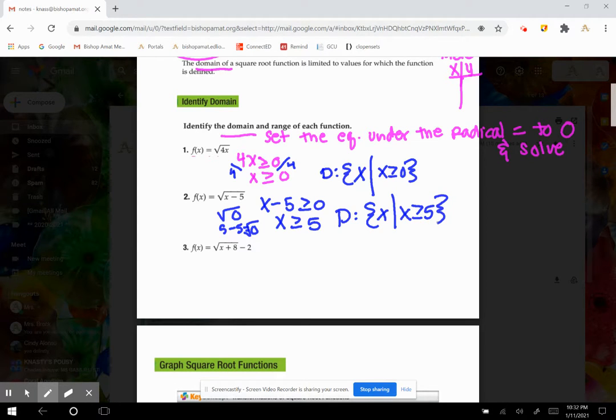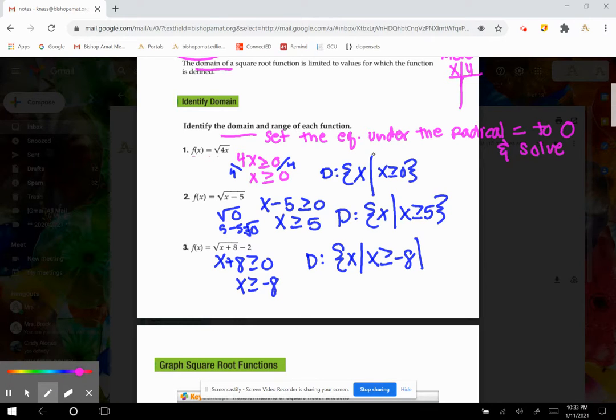Okay, next, let's look at number 3. Now, number 3 has a whole bunch of other things in there. It has that -2, but we don't need to worry about the -2. We only need what's underneath the radical. x plus 8 is greater than or equal to 0. x is greater than or equal to -8. So your domain is x such that x is greater than or equal to -8. Again, a review, we've gone over this before. This long, big line right here means such that. You have to write it in this form every single time.